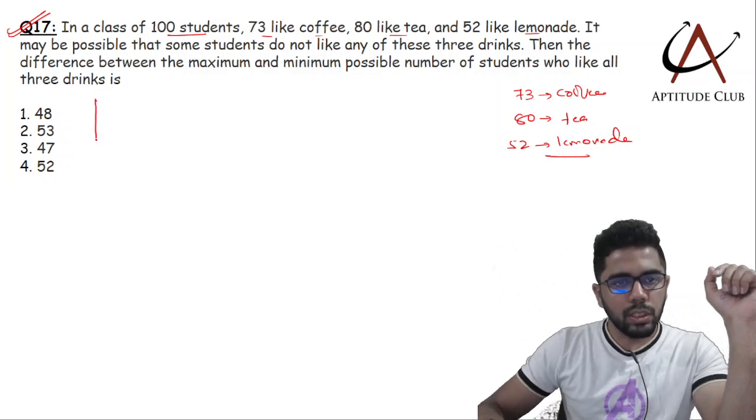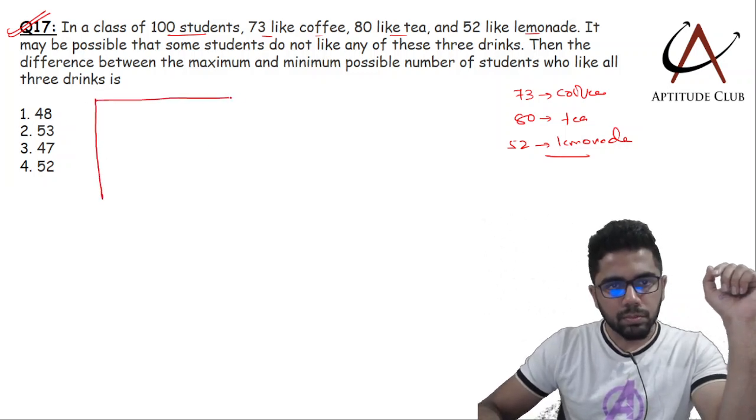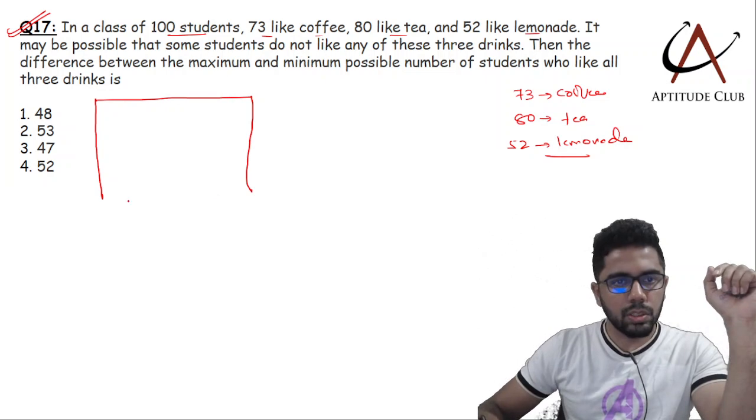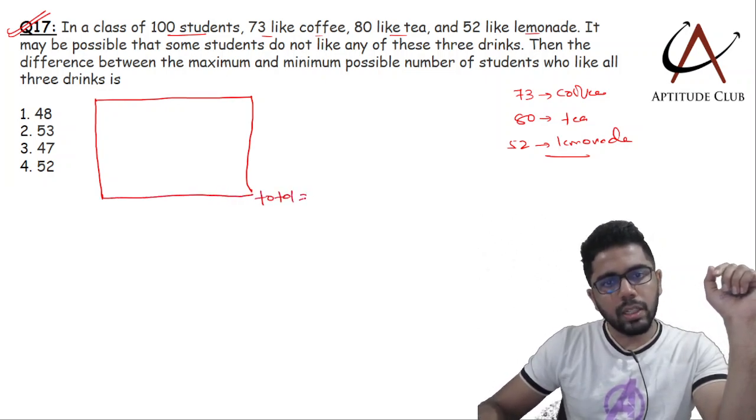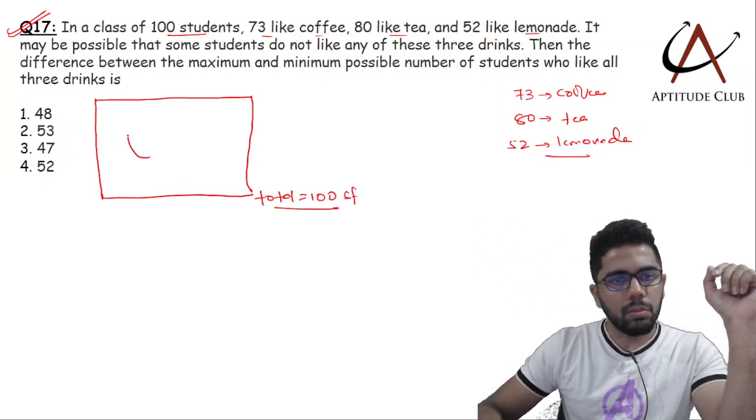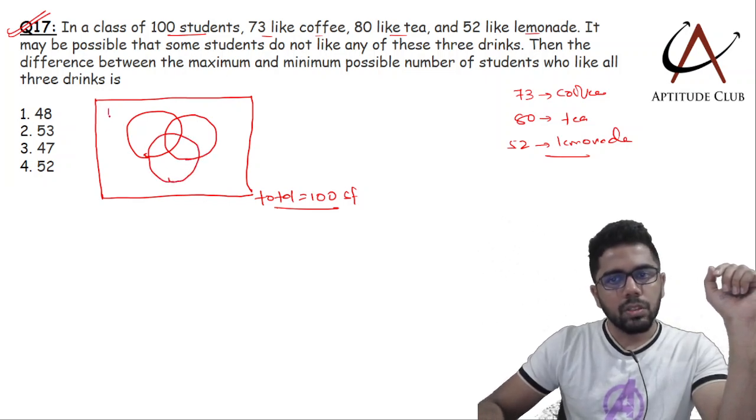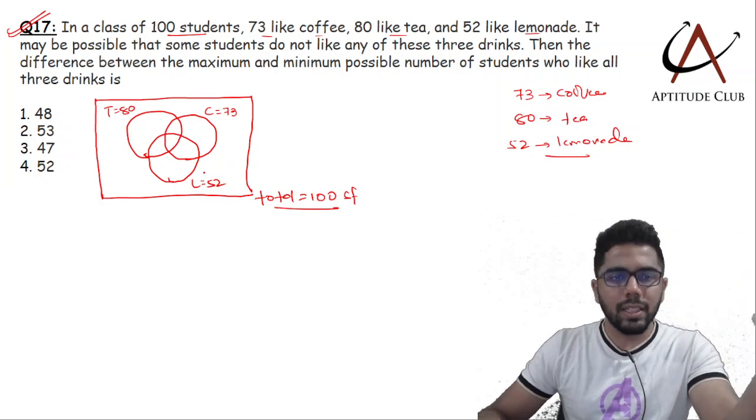So if I have to put it in a set diagram, it will look something like this. This is my total number of people. This total rectangle represents all students, 100 students. Out of that, some people will like tea, some people will like coffee and some people will like lemonade. So tea here is 80, coffee here is 73 and lemonade here is 52. There will be some people who do not like anything.